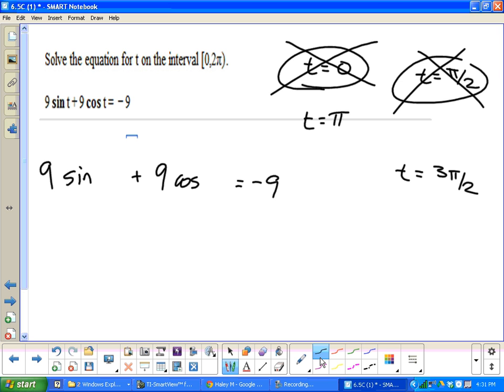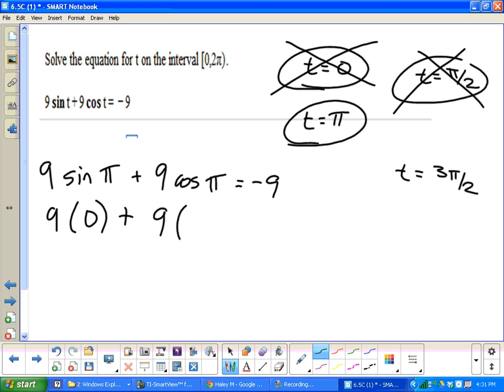Now, let's try pi. Now, let's put in pi, and let's see if this is true. Okay, so let's see. 9 times the sine of pi, off my unit circle here, the sine of pi is 0. And then 9 times the cosine of pi. Now, this is where we get our negative. This is negative 1, and this is going to work. This is going to be 0, and then 9 times negative 1 would be negative 9, and 0 minus 9 is negative 9. So pi is working out.